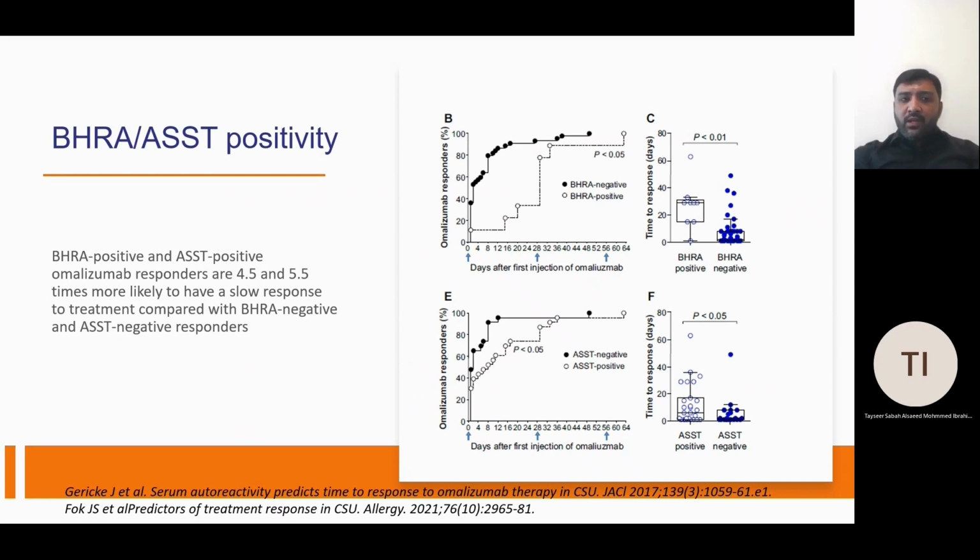A basophil histamine release assay or autologous serum skin test positivity has been associated with a delayed response to omalizumab. This study had shown that patients who had a positive BHRA or ASST positivity were 4 to 5 times more likely to have a slow response to omalizumab compared to patients who were BHRA or ASST negative. A median time to respond of 29 days or more was seen in patients who were positive to either BHRA or autologous serum skin test.